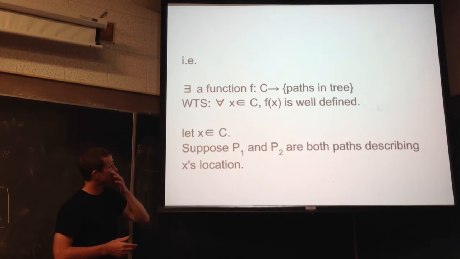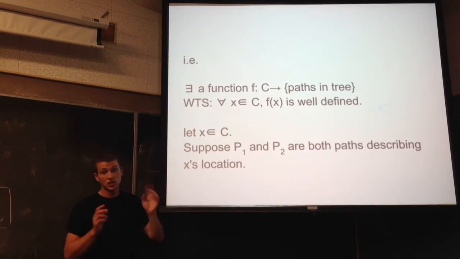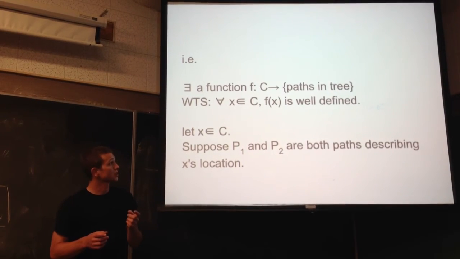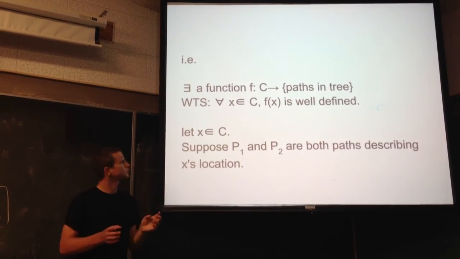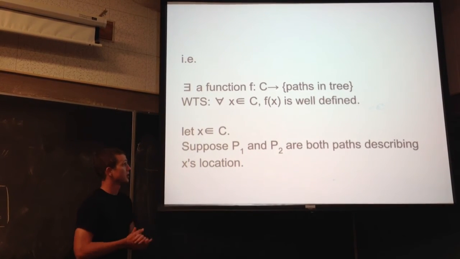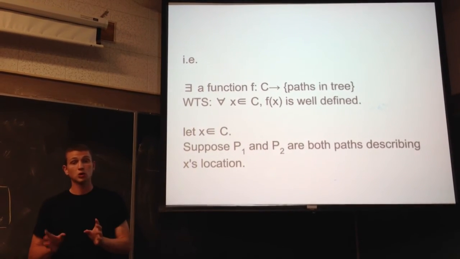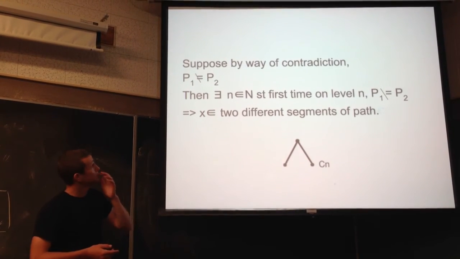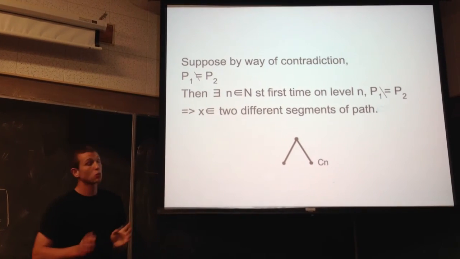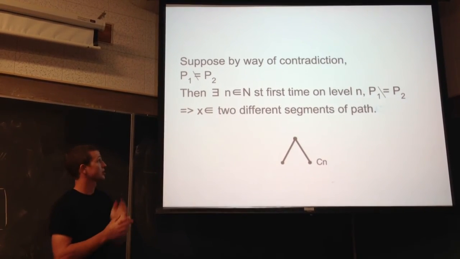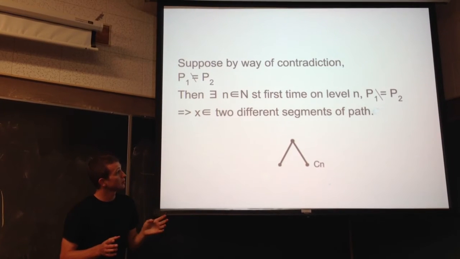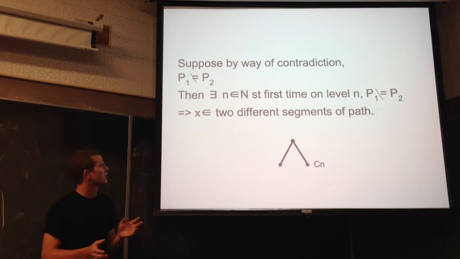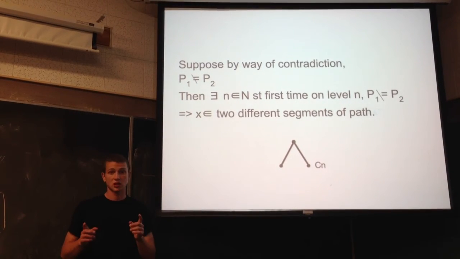So there exists a function f from the Cantor set to the set of all paths in a tree. We want to show that for all x in C, f of x is well-defined. So let x be in C. Suppose P1 and P2 are both paths describing x's location. Suppose by way of contradiction that P1 does not equal P2. Then there exists some n such that the first time on level n, P1 does not equal P2. This implies that x exists in two segments of the path.